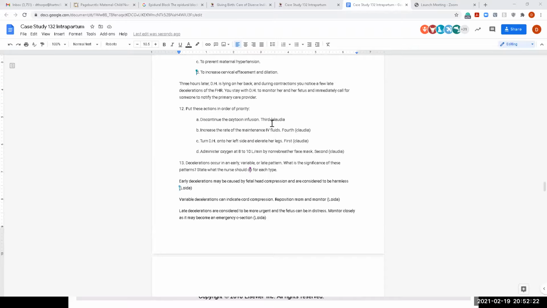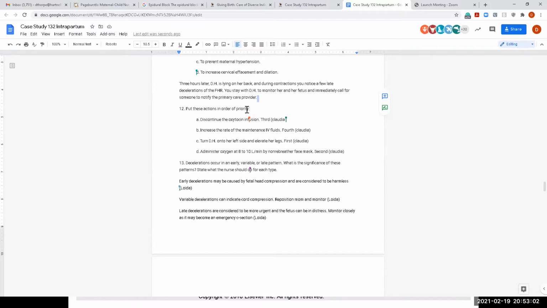So 3 hours later, DH is lying on her back, and you notice a few of her contractions are late. You stay with DH to monitor her and the fetus and immediately call for someone to notify the primary care provider. What in here is a red flag? And it's not the late decels. She's on her back. Yes. Do you think that if I put her on her side that could help resolve the lates? Potentially, yes, you're right.